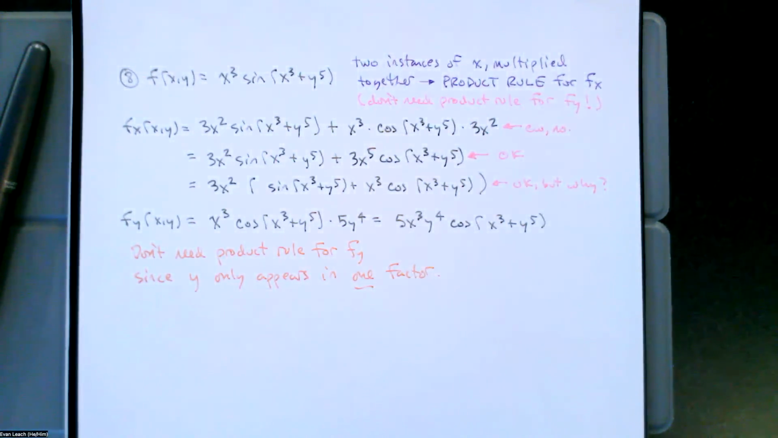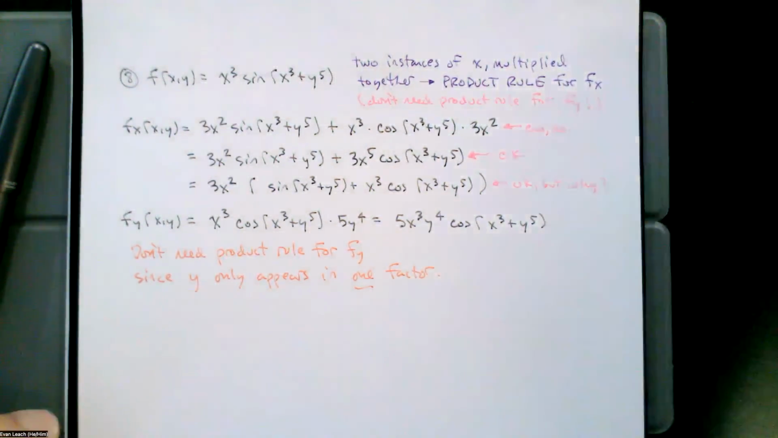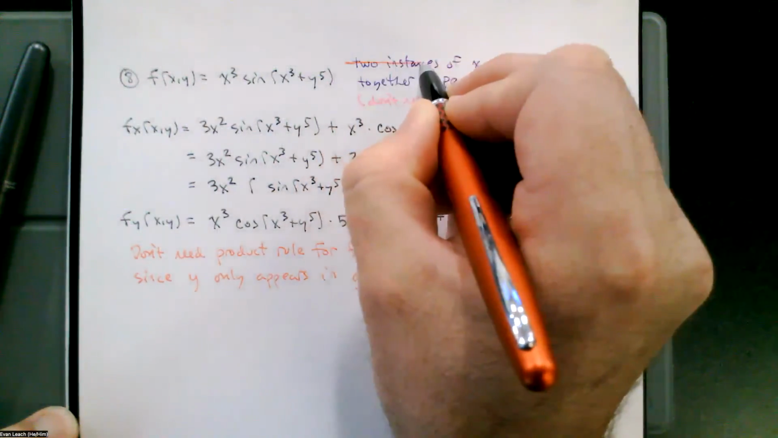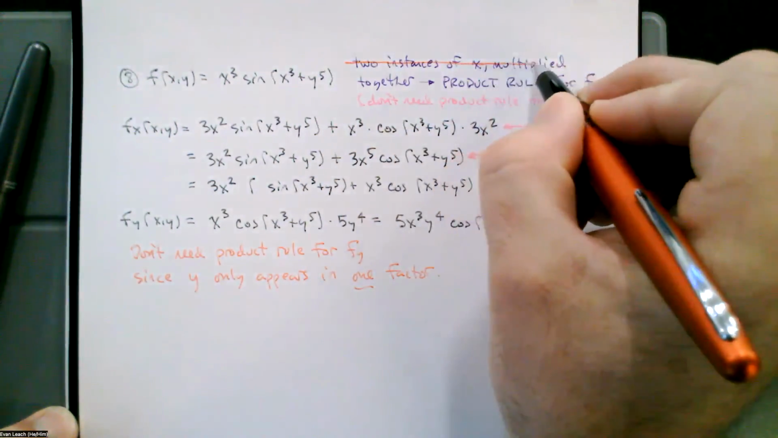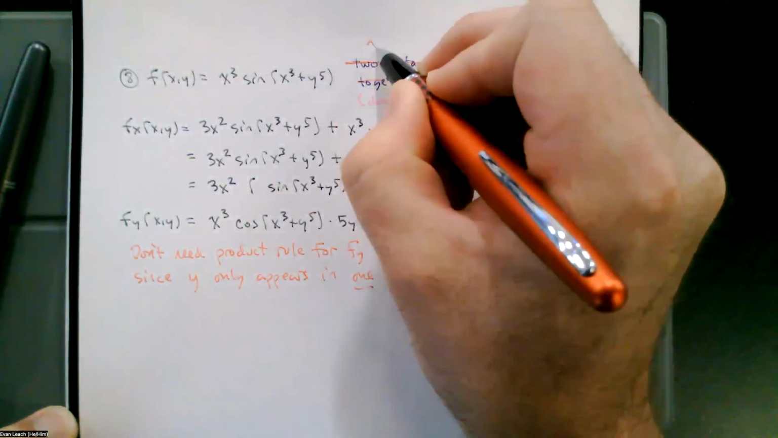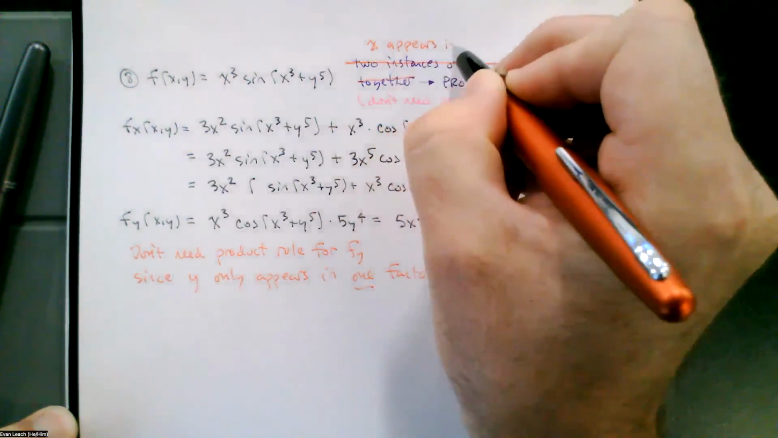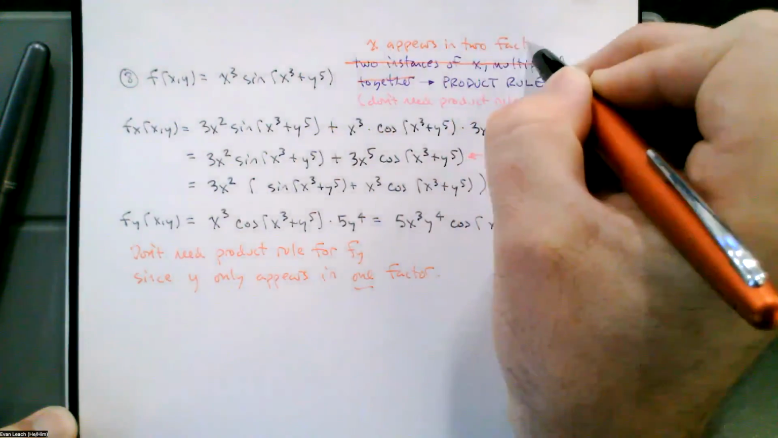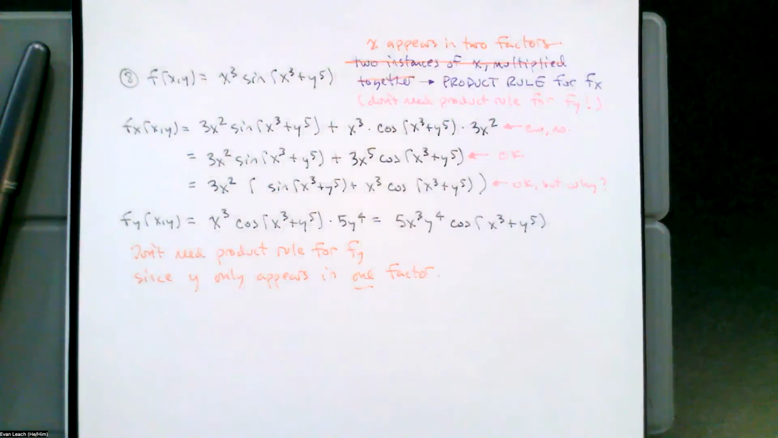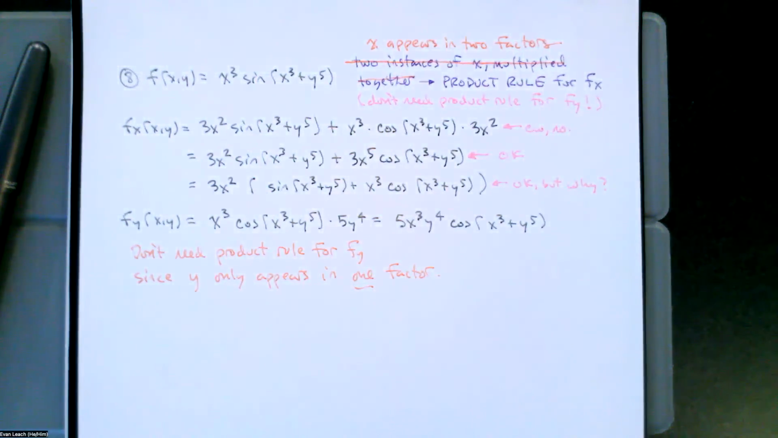So a better way for me to say two instances of x would have been to say x appears in two factors. That one, I think, would be a better way to say it. X appears in two factors. That means we're going to need the product rule. The product rule is needed when our variable appears in more than one factor.